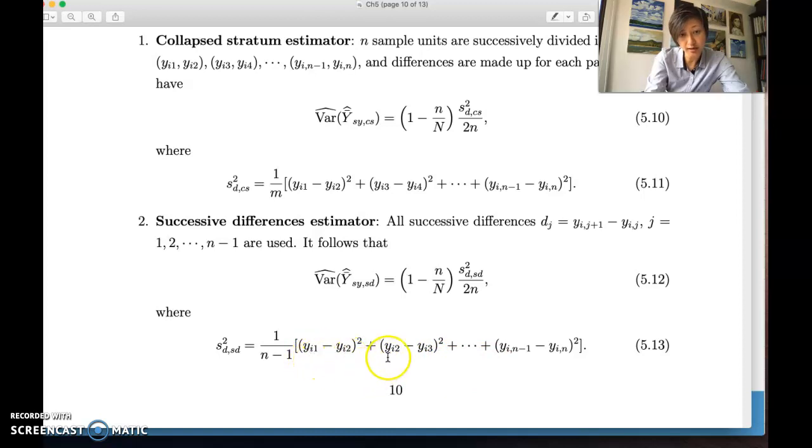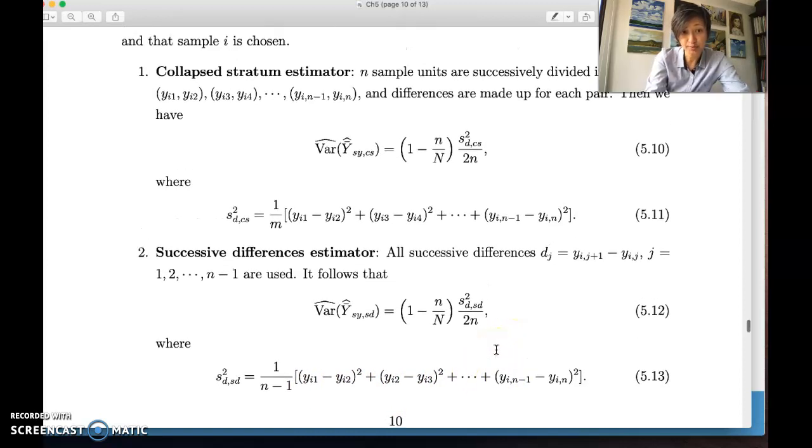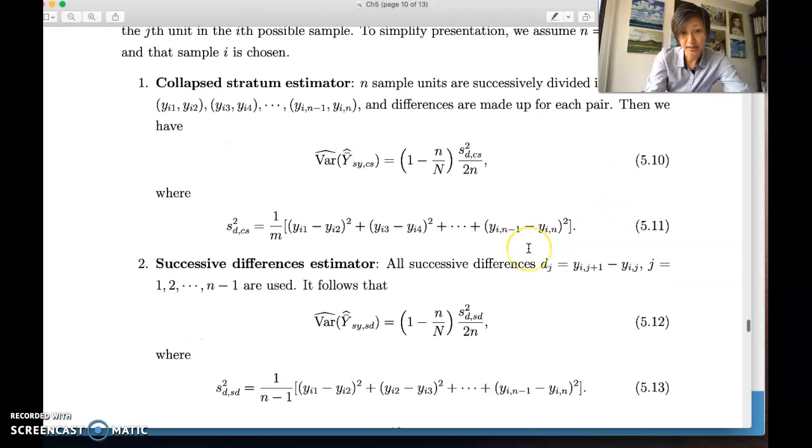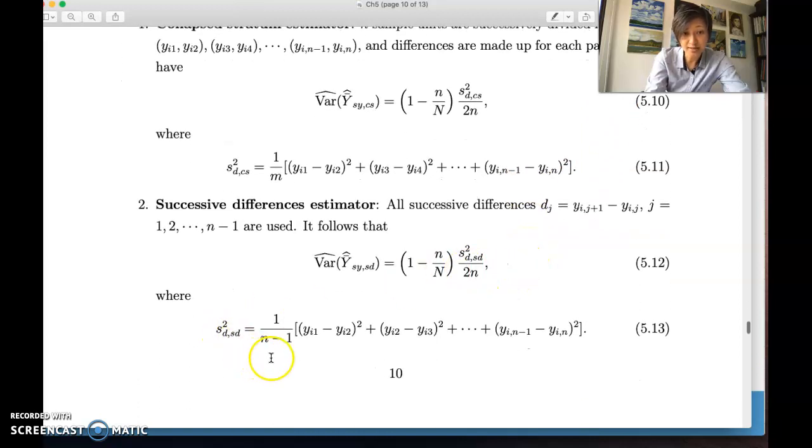So there is an overlapping of the data because we're looking at the successive differences. In this case, we're not dividing by the total number of n pairs, but indeed we would have n minus 1 of the differences. So we need to divide this summation of the square of the differences by n minus 1 for the successive differences. Okay, so again, substitute this into the same formula. We can estimate the variance of y bar using the differences method.